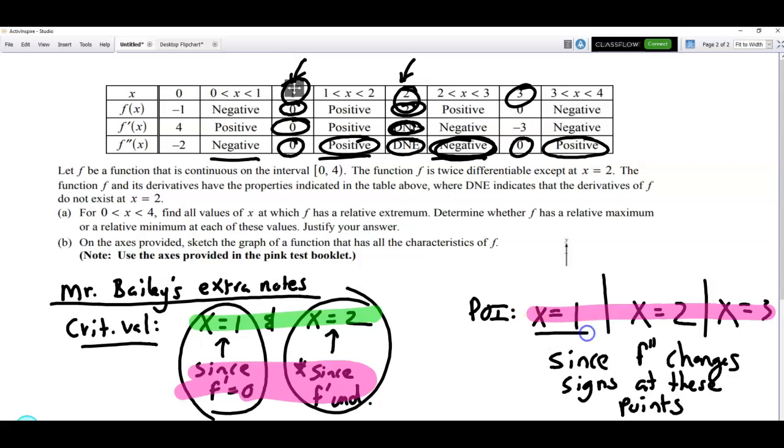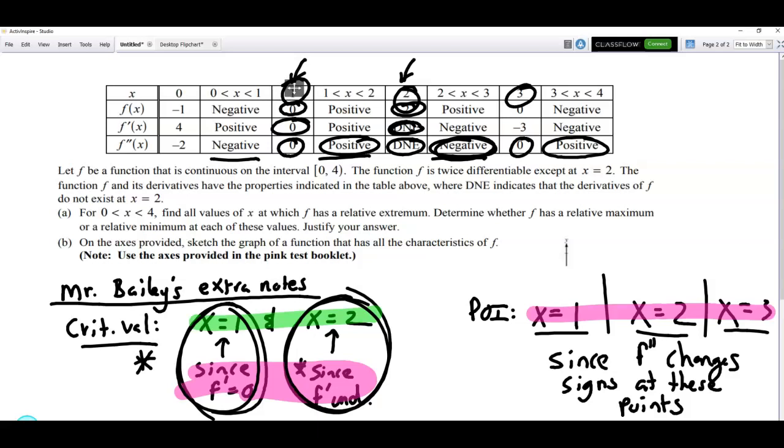Technically, this one changes from negative to positive. Technically, this one changed from positive to negative, and this one's negative to positive. But it doesn't matter what direction they change in for points of inflection, just so long as it changes. Over here, the critical values, I had to give separate explanations because they were for different reasons. This is a critical value because the derivative was 0. This is a critical value because the derivative was undefined.